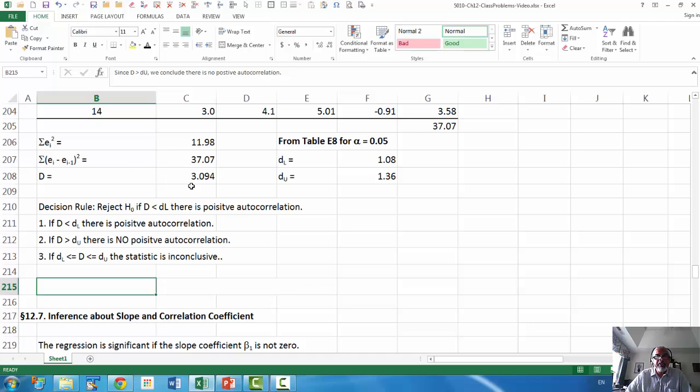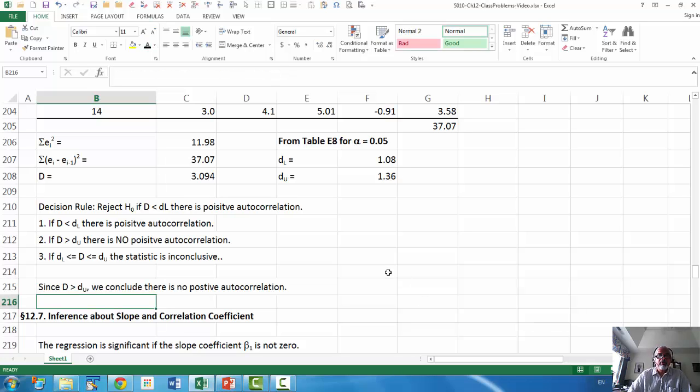Okay, now our d is 3.094 and that is greater than 1.36. So we conclude then there is no positive autocorrelation within the residual. So our independence of residuals is validated.